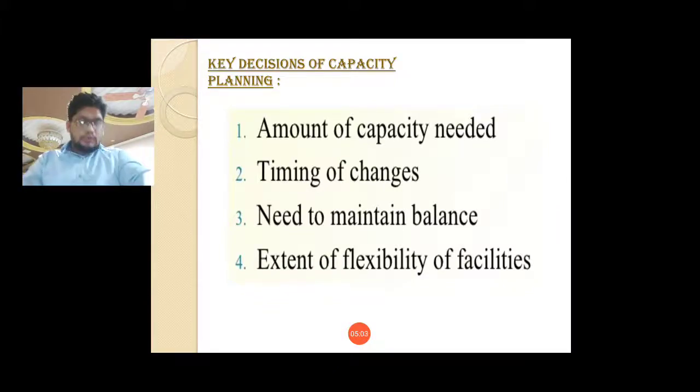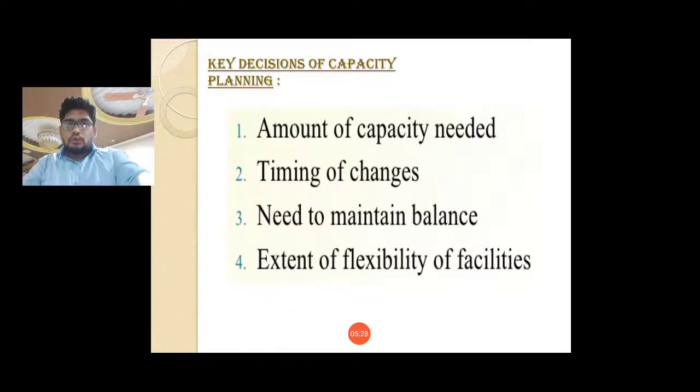Key decisions of capacity planning. While producing any product in an organization, we need to think of the amount of capacity needed. So, what is the desired quantity we need to produce? Now, the second key decision in capacity planning is the timing of the changes. Fine. What is the exact deadline to produce a particular product?